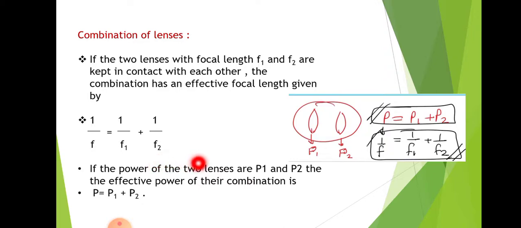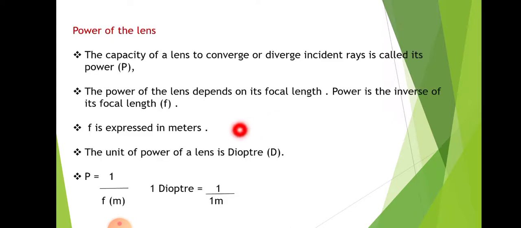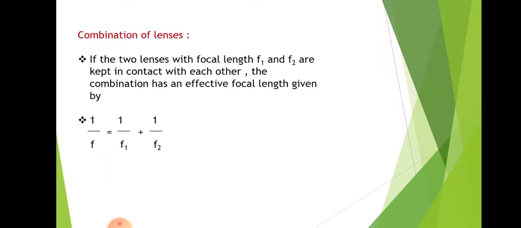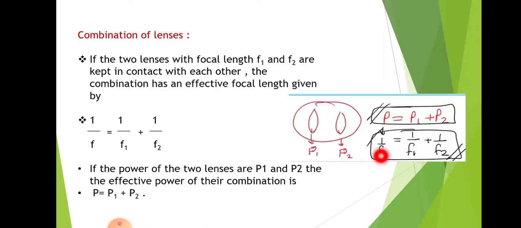If the powers of the two lenses are p1 and p2, then the effective power of the combination is p is equal to p1 plus p2. But what did we see last, what is the formula of power? 1 upon f. So here you can see 1 upon f. So p1 will be 1 upon f1, and p2 will be 1 upon f2. Okay, you understand the concept?